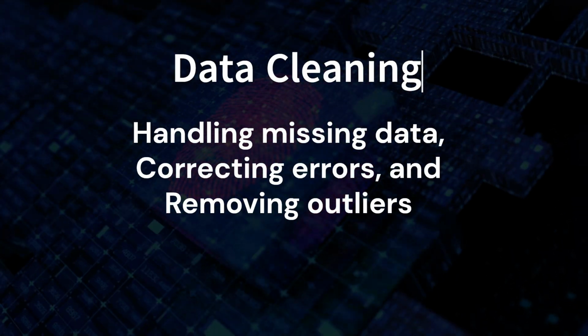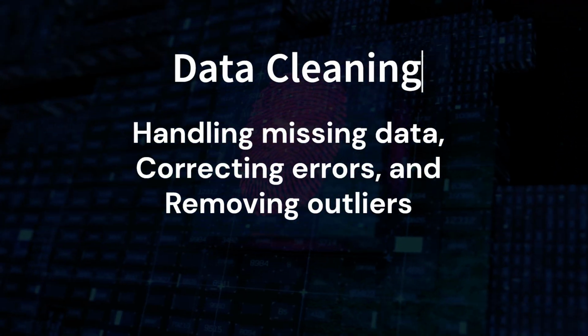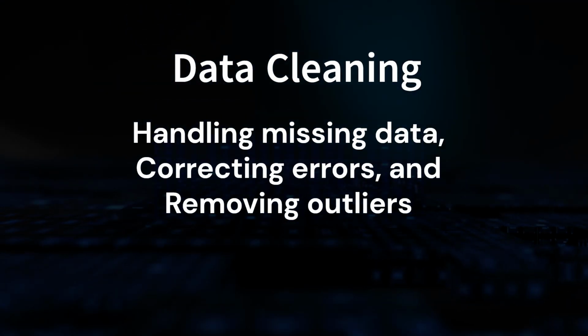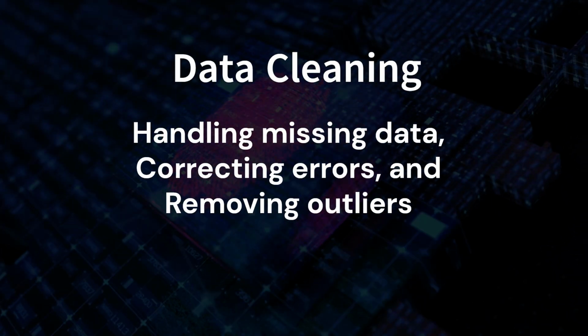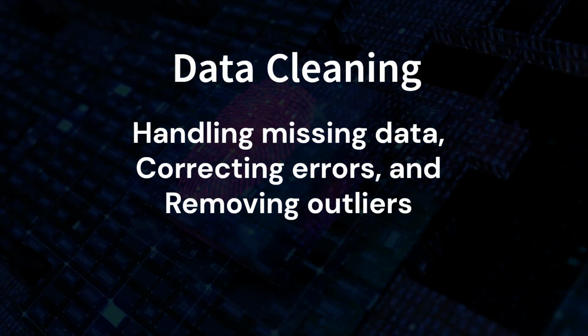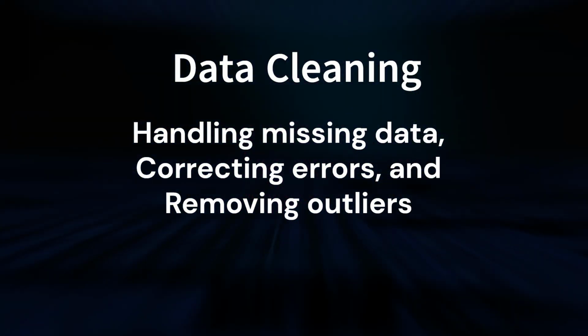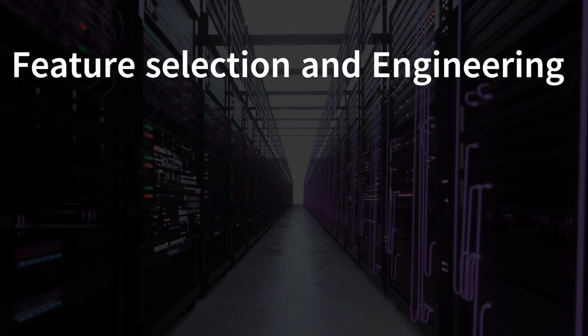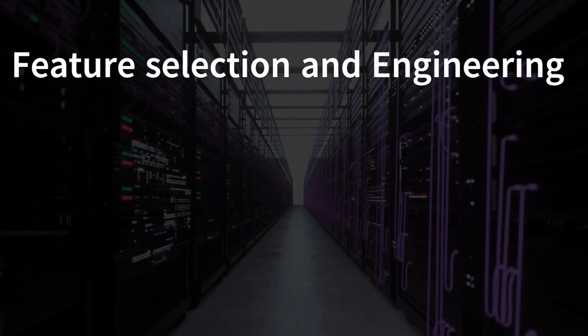Correcting errors involves fixing inconsistencies and inaccuracies in the data, such as misspelled words or incorrect entries. Removing outliers, which are extreme values that differ significantly from other observations, helps prevent them from skewing the model's performance. After cleaning the data, we move on to feature selection and engineering.